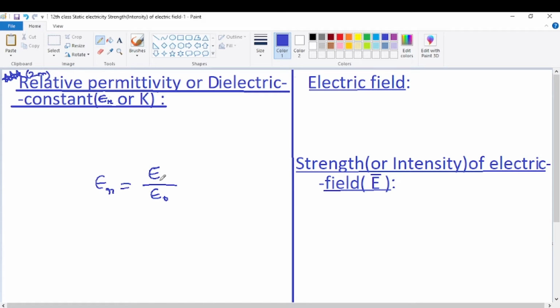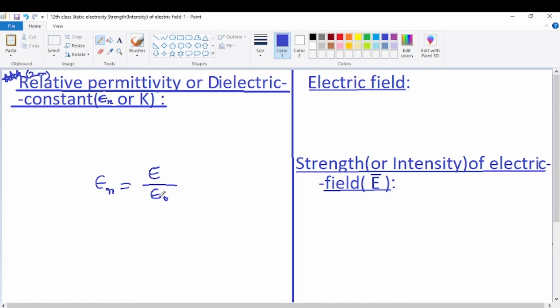So already we have seen that the permittivity of a medium, epsilon, depends only upon the nature of the medium along with the temperature of the medium. That means only on the nature of the medium and its temperature, these two factors only the permittivity actually depends upon. So epsilon naught is what? Permittivity of free space. Free space means empty space, that is vacuum, or even air also can be taken.